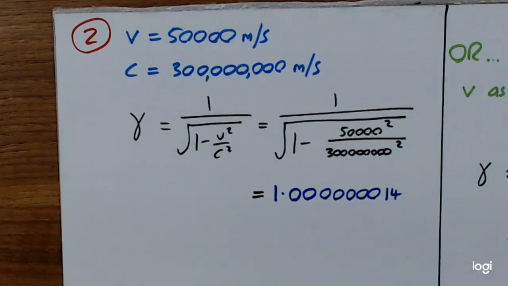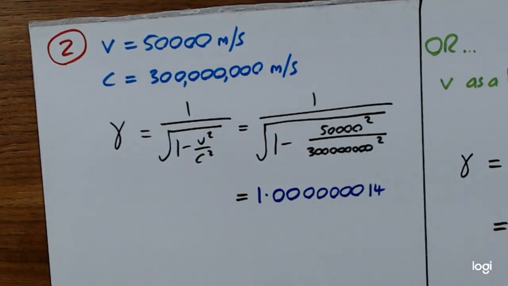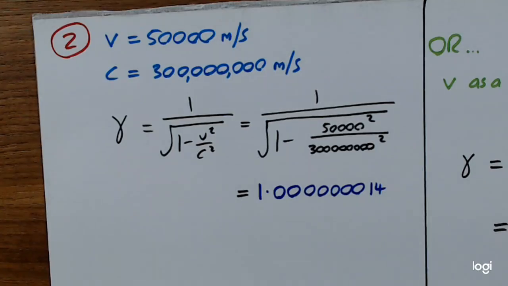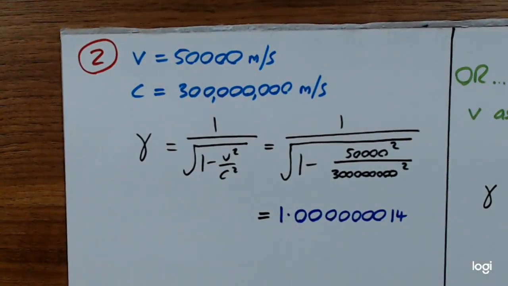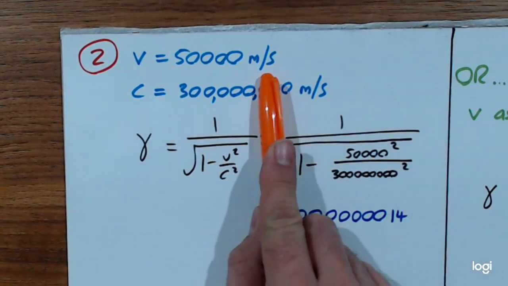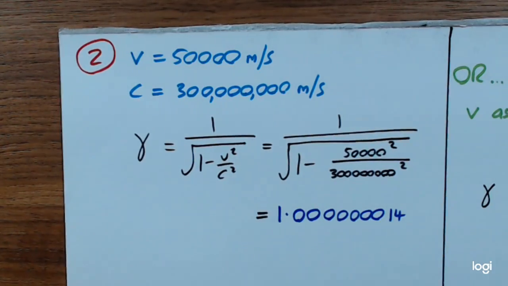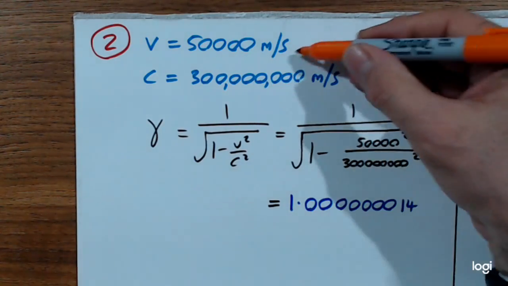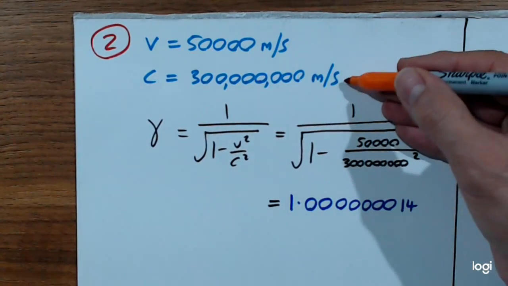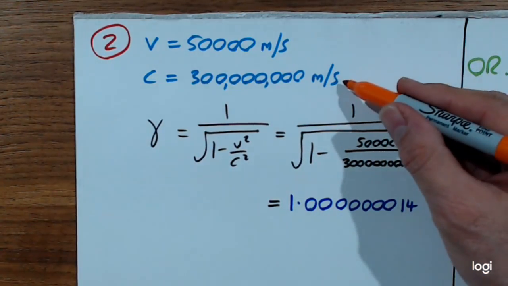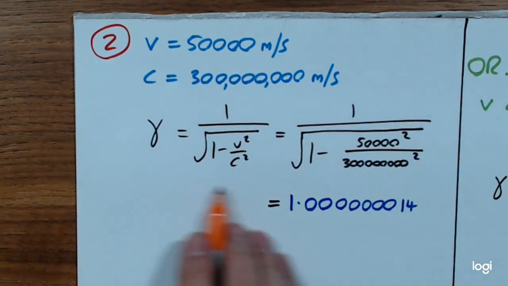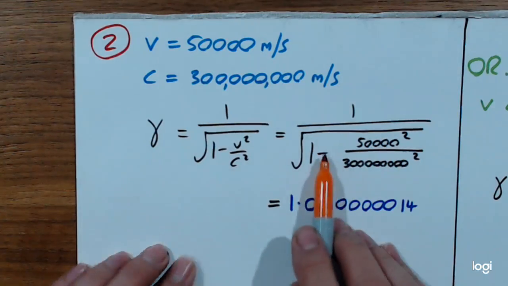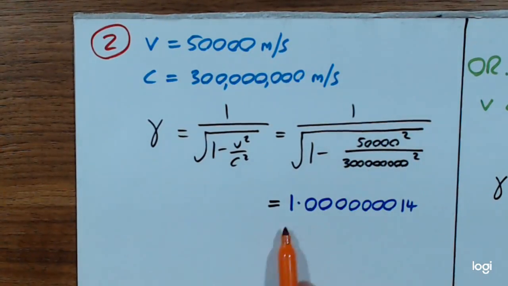So question 2 said one of the fastest objects ever made on Earth was the Galileo probe, which got up to 50,000 meters per second at one stage when it was approaching Jupiter, and you were asked to calculate the Lorentz factor for it at that speed. Okay, well there's the velocity, and there's c, the speed of light, 3 by 10 to the 8 meters per second. Formula for the Lorentz factor, sub them in, get the answer.